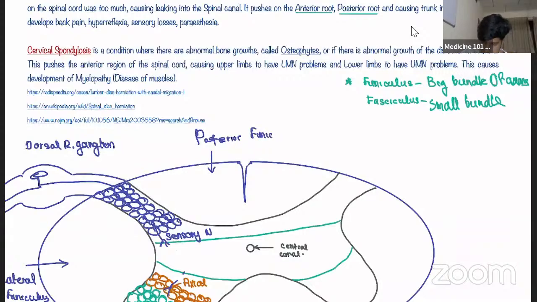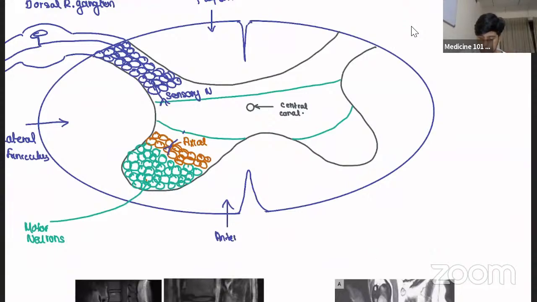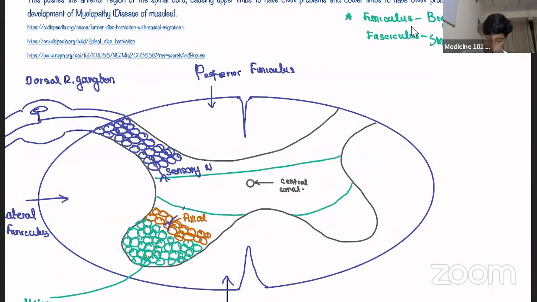Dorsal or posterior funiculus. And this is the anterior funiculus. Guys, I'm just showing you how to label the structures. Now, the next thing is the fasciculus. Look at this. I'm dividing the posterior funiculus into two parts, into four parts actually.